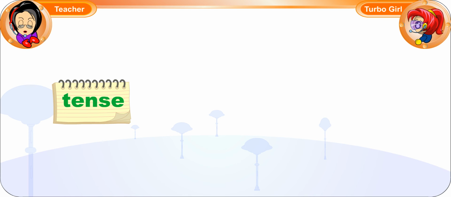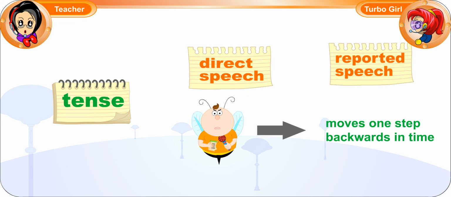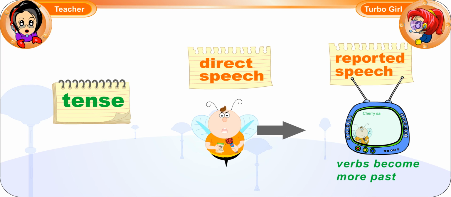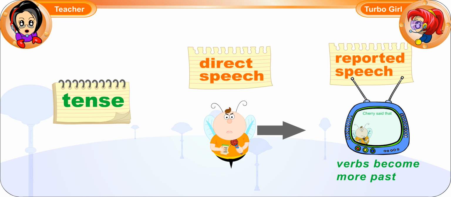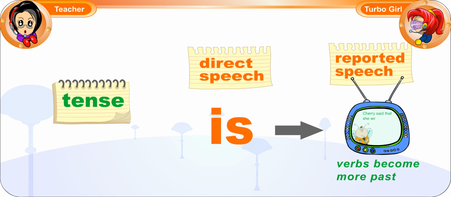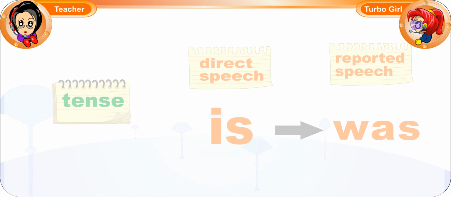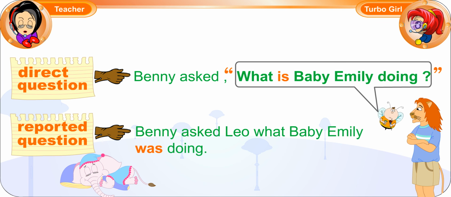3. Tense. In reported questions, the verb of the direct speech moves one step backwards in time. So, the verbs become more past. This means that a present tense verb in direct speech, for example, is, becomes past tense in reported speech, for example, was. So, in direct question, Benny asked, "What is baby Emily doing?" In reported question, Benny asked Leo what baby Emily was doing.